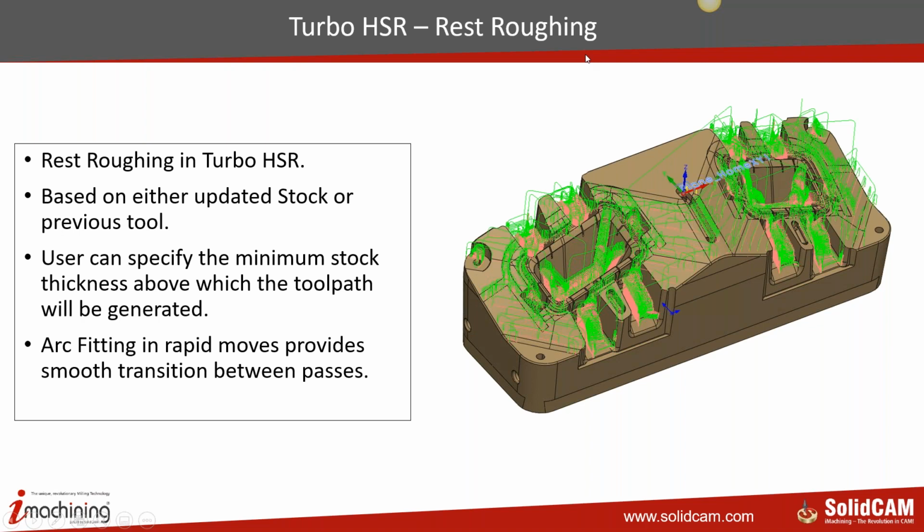Arc fitting in rapid moves to smoothen out those sharp corners, that's possible. You can specify minimum stock thickness above which the toolpath will be generated, below which the stock will be ignored, toolpath will not be generated. So by providing a minimum stock width, you can actually cut down those unnecessary passes that happen on the scallop.